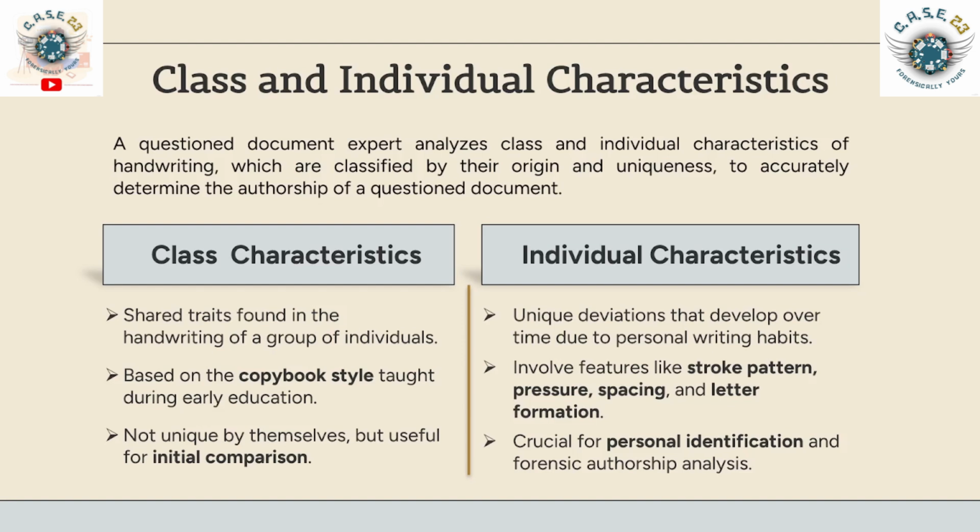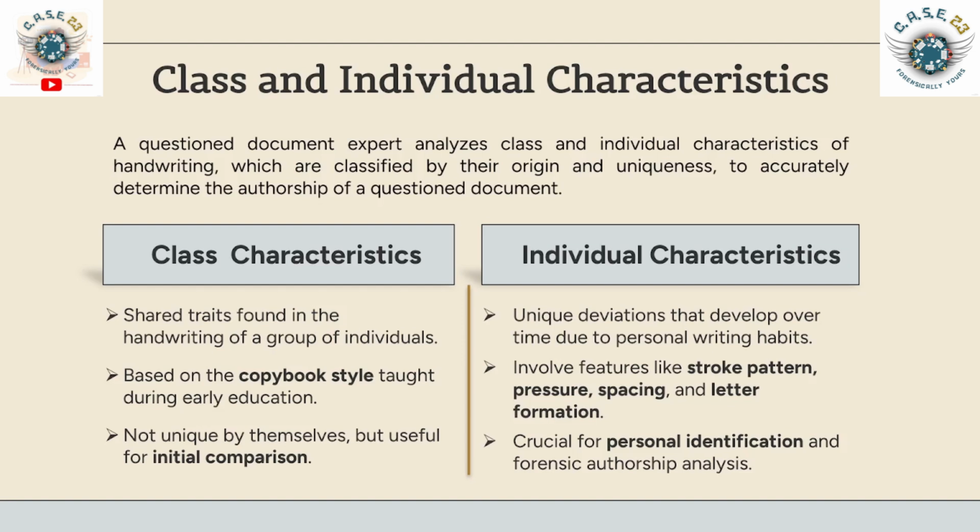First we'll go through the class characteristics. Class characteristics are like the shared traits you will find in the handwriting of a group of people. Now why are they shared? Because most of us were taught in school the same way. For example, if a teacher in your elementary school has taught you to write the letter R in a cursive way, you will learn to write the letter R in that way only. Generally it is not changed.